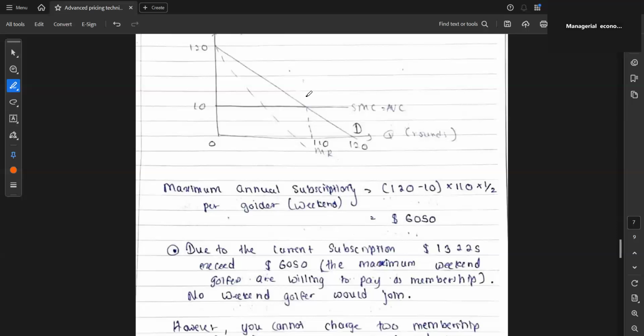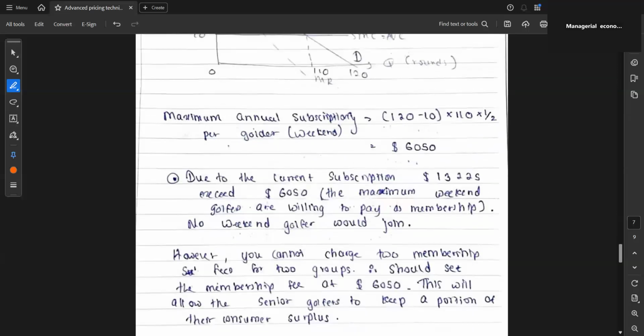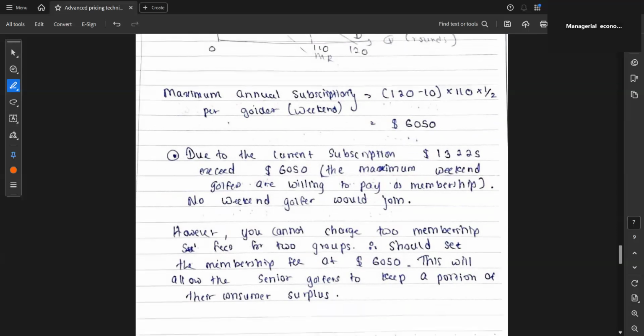So if we charge the senior golfers' subscription fee to everyone, we are losing all of these non-retired weekend golfers. We are losing that revenue. So what can we do? We will have to charge a lesser subscription fee where the non-retired golfers can also join the club.